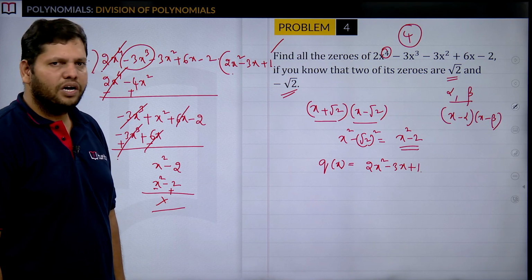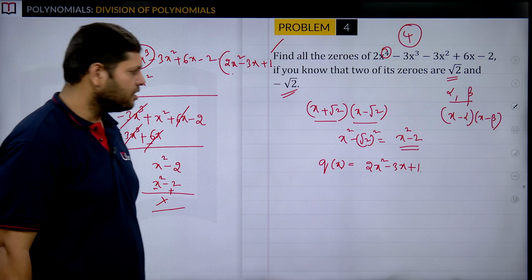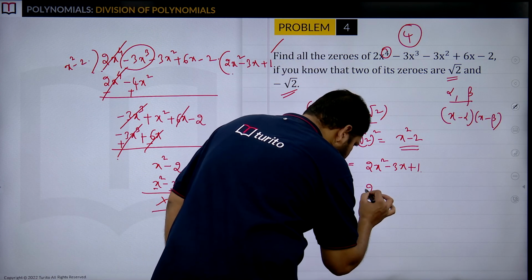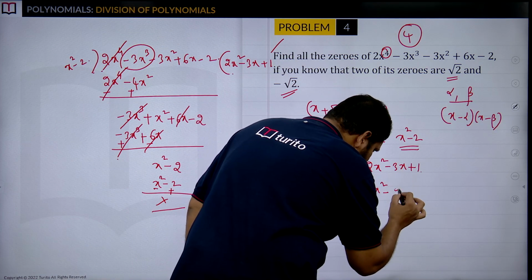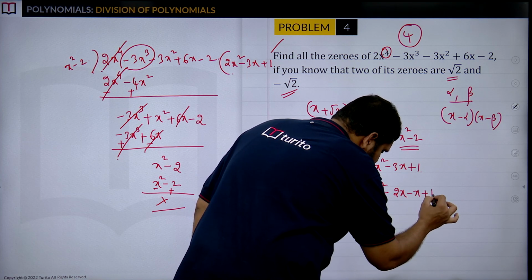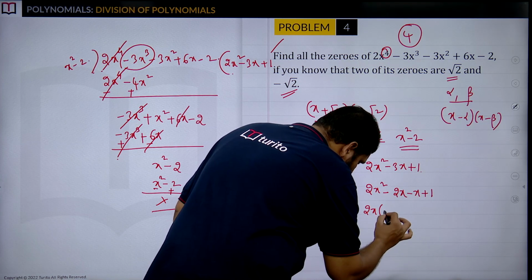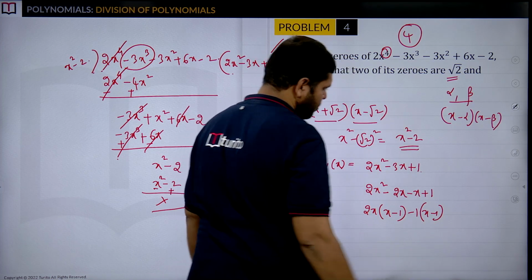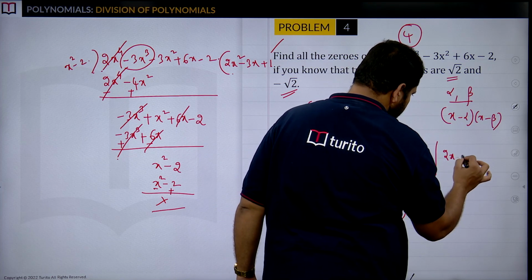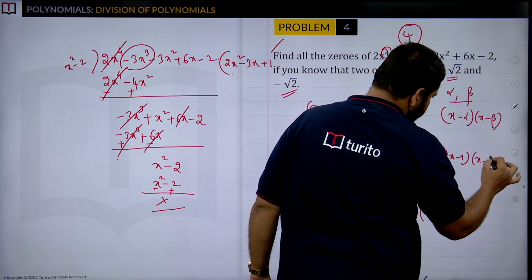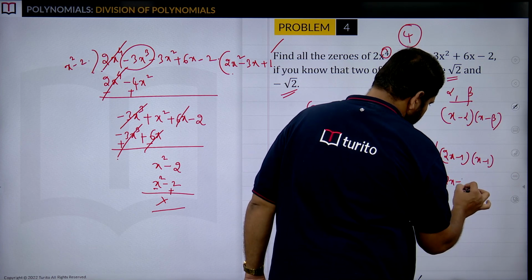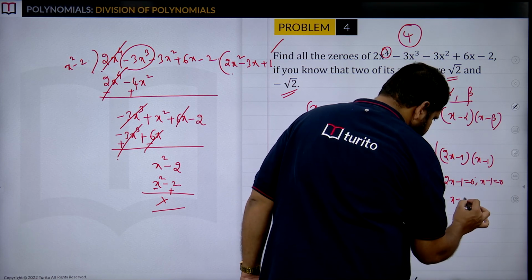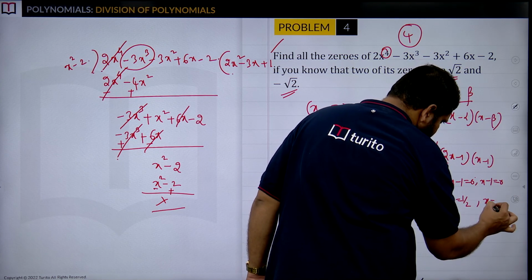Children, this quotient value we have to factorize again. When you factorize again, I am going to get the 2 more zeros. Now children, let us factorize this. This is 2x square, and this 3x I am writing as 2x minus x, plus 1. Children, take 2x common: 2x into x minus 1, and take minus 1 common, again x minus 1. So we can write 2x minus 1 into x minus 1. To find the zeros, 2x minus 1 equal to 0, and x minus 1 equal to 0. Then here x is equal to 1 by 2, and here x is equal to 1.